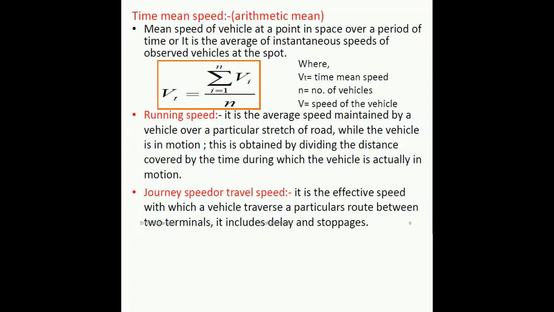Running speed is the average speed maintained by a vehicle over a particular stretch of road while the vehicle is in motion. This is obtained by dividing the distance covered by the time during which the vehicle is actually in motion. Journey speed or travel speed is the effective speed with which a vehicle travels a particular route between two terminals. It includes delay and stoppages.